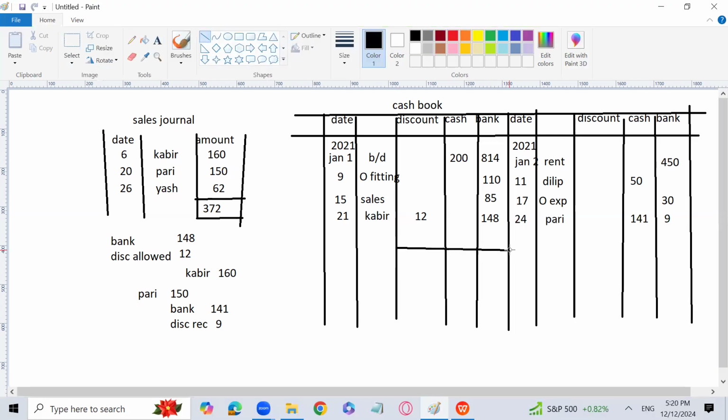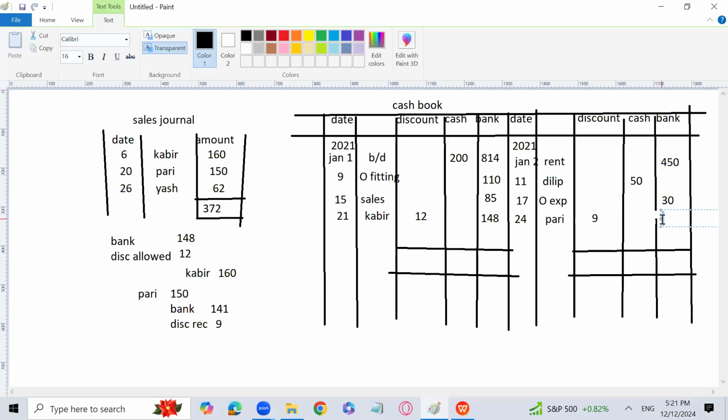So let's go for the total of these columns. I think I've written the discount on the wrong side. Written the discount in the bank column. It will come in the discount column here, and I think 141 will also come on the bank column because we have paid the amount through bank, 141.